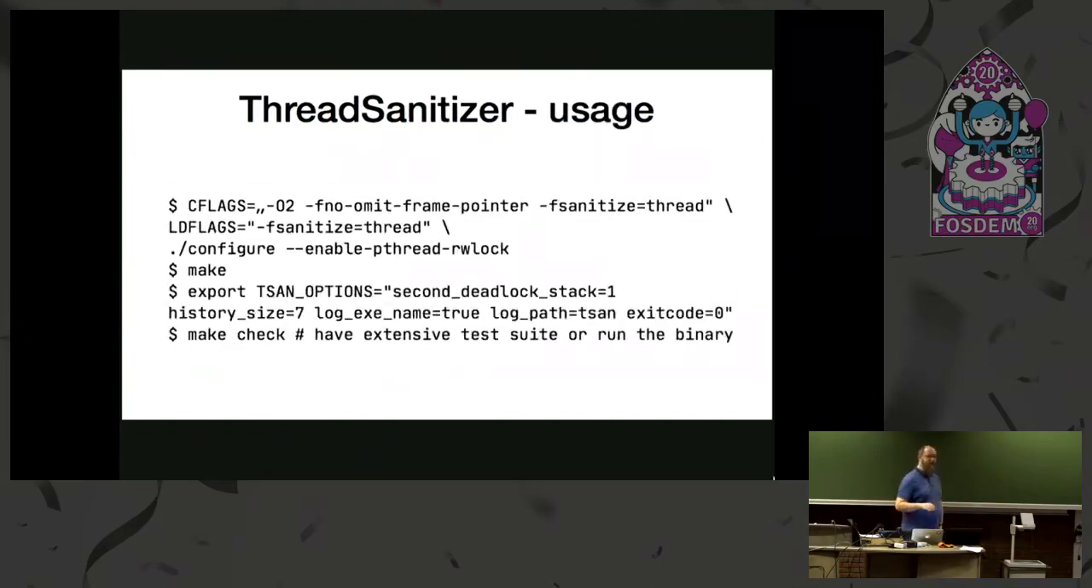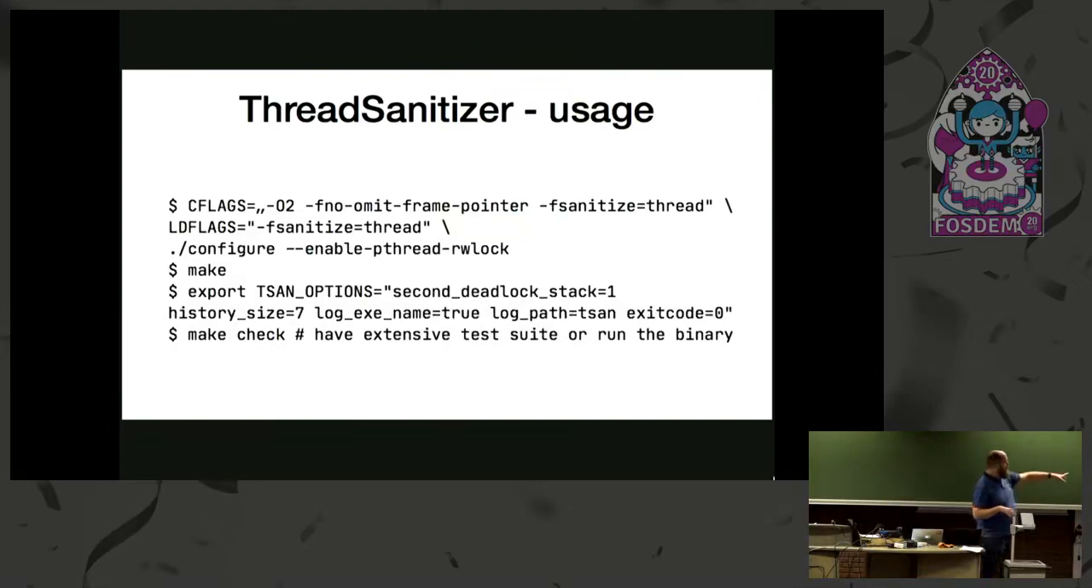The usage is again quite simple. You just add a flag to CFLAGS and LDFLAGS. Well, you need both. And for BIND, I told you we are using our own implementation of RW lock. So ThreadSanitizer doesn't understand that, so we need to use the standard pthread RW lock here. Then you build the program, then you export some extra options.